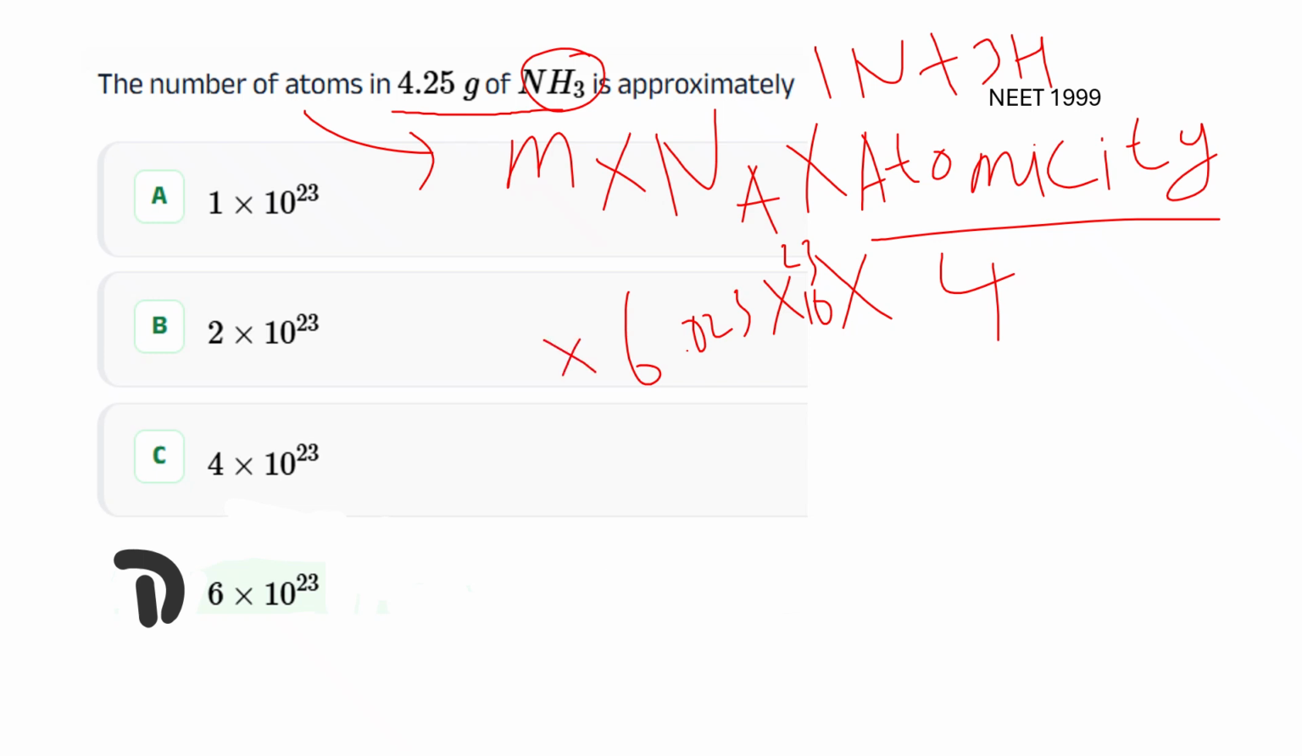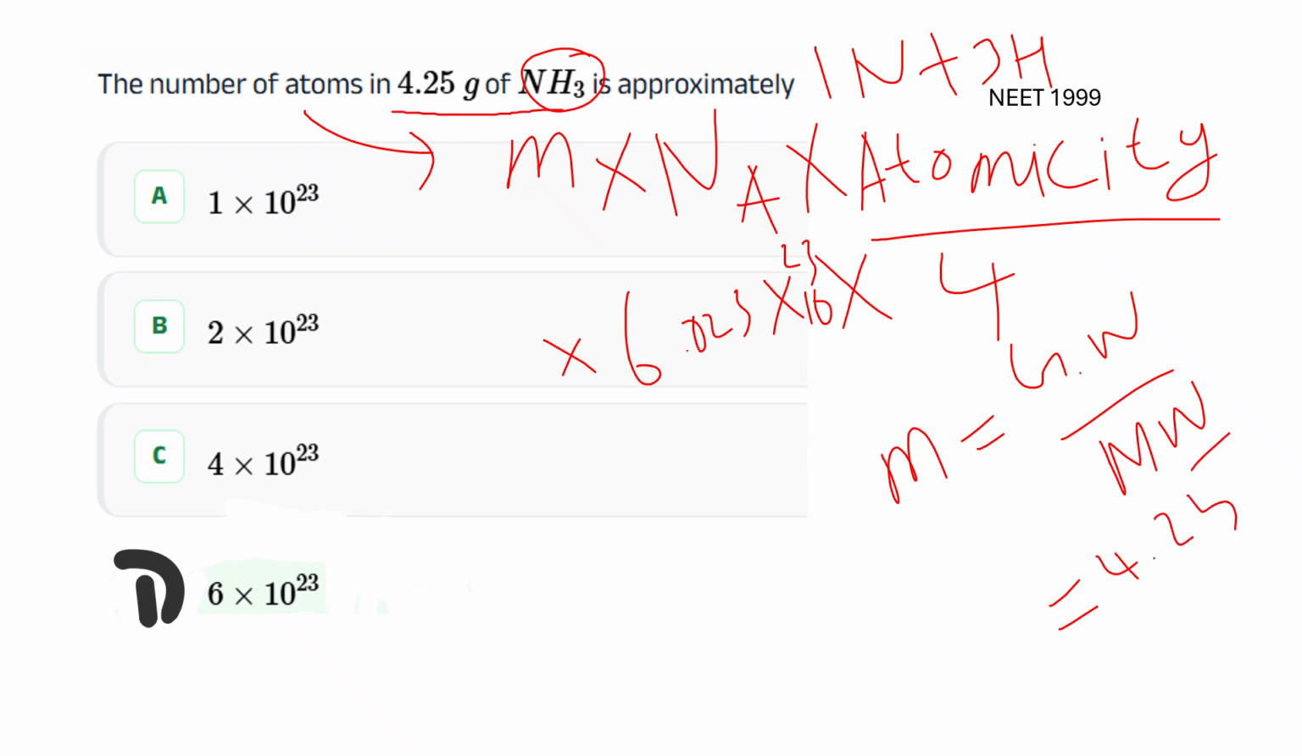What is the number of moles? Number of moles is very simple. It is given weight divided by molecular weight. Given weight is 4.25 gram. Then what is the molecular weight of ammonia? It is very simple. For nitrogen, atomic mass is 14. For hydrogen, atomic mass is 1. There are 3 hydrogens, so we need to add 3. So it is 17. So 4.25 divided by 17.